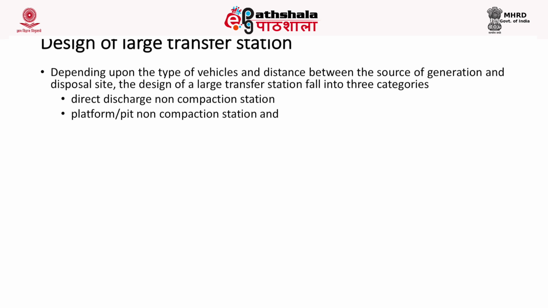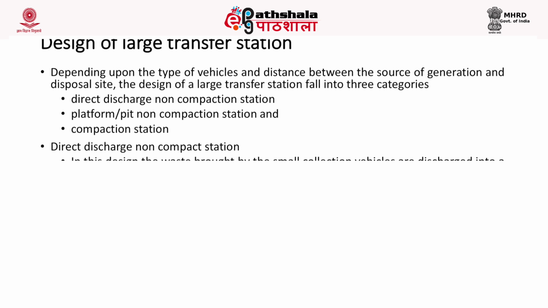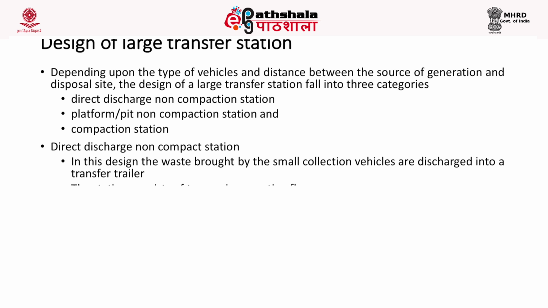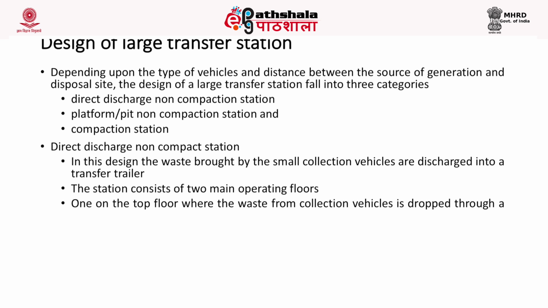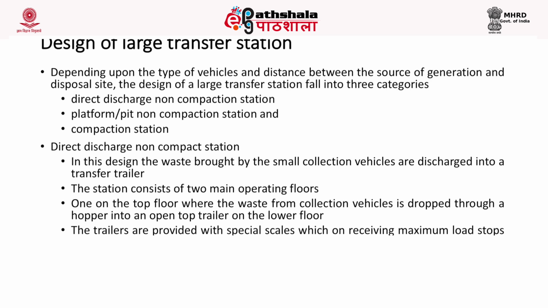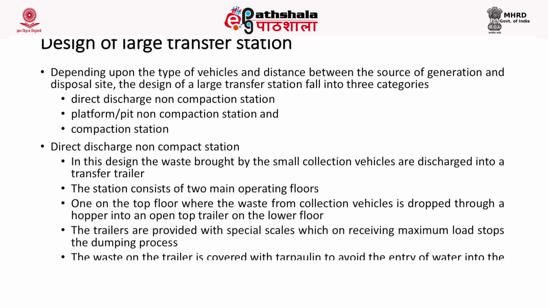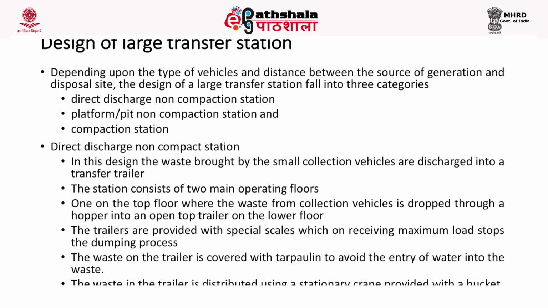Depending upon the type of vehicles and the distance between the source of generation and disposal site, the design of a large transfer station falls into 3 categories. 1. Direct discharge non-compaction station. 2. Platform or pit non-compaction station, and third one, compaction station. Now, in a direct discharge non-compaction station, the waste brought in the small collection vehicles is discharged into a transfer trailer.